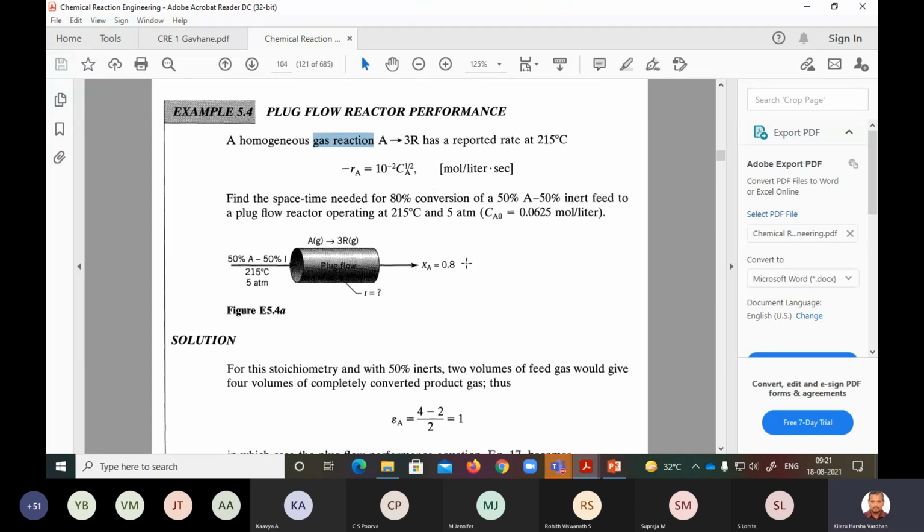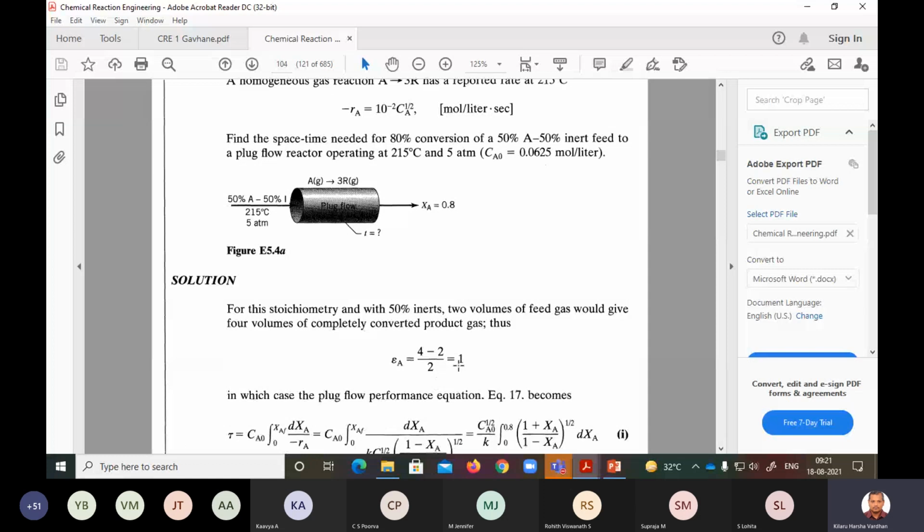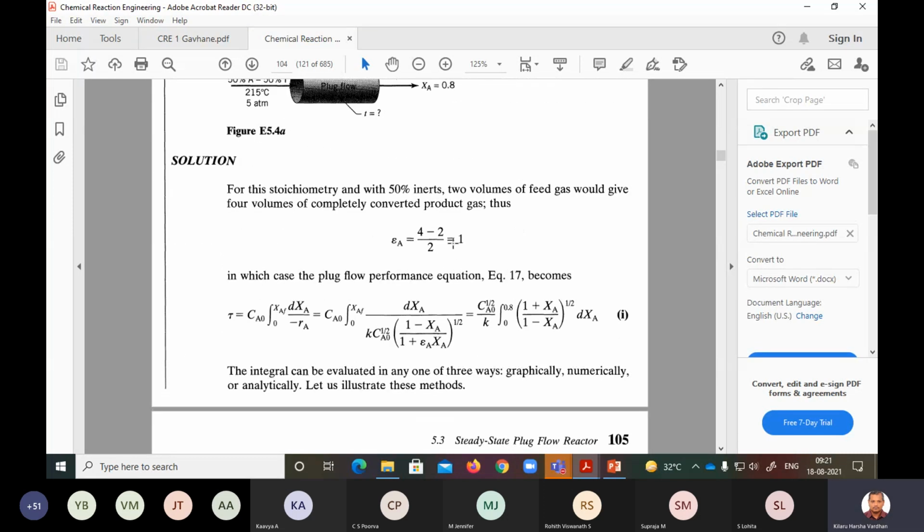It is 50%. Therefore, 3 minus 1 by 3. 3 minus 1 divided by 1. Am I right? So this is okay. Sorry. This is 50% inerts present, right? So if you do that, you get expansion factor of 1. Are you getting the expansion as 1? Because A is giving you 3R. So expansion factor 1 means there is no need for you to take it.